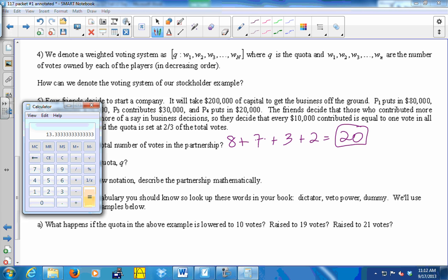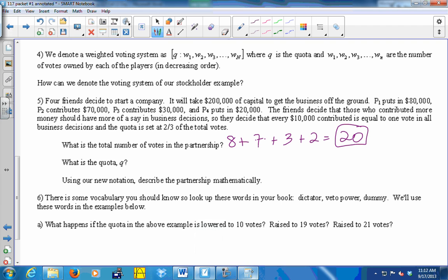So it's going to require 13 1/3 votes to pass a motion, but there is no such thing as a partial vote. So how many do we really need to pass a motion? 14. 13 is not enough because you need 13 1/3, but there's no such thing as a third of a vote. So we need 14 votes to pass a motion. That's what we call the quota.